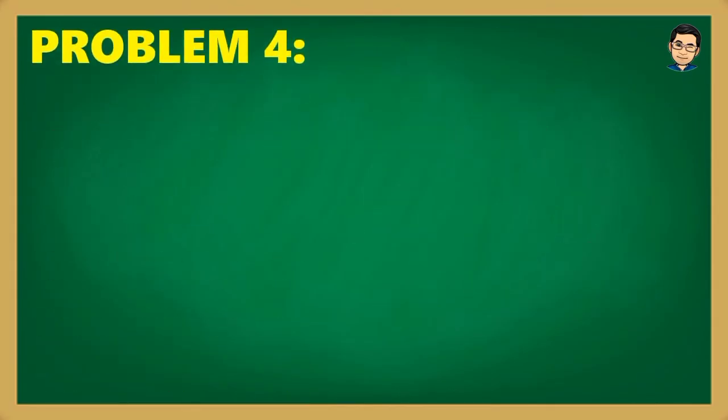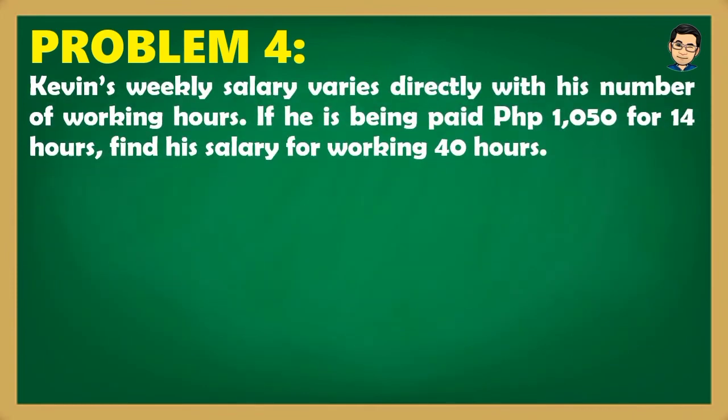For the next problem, Kevin's weekly salary varies directly with his number of working hours. If he is being paid 1,050 pesos for 14 hours, find his salary for working 40 hours. So, based dito sa problem, yung weekly salary ni Kevin is nakadepende sa bilang ng oras ng kanyang pagtatrabaho. And then, ang sabi din, pinabayaran siya ng 1,050 pesos for 14 working hours. So, ang hinahanap natin dito, magkano ang kanyang sahod kung magtatrabaho siya ng 40 hours.